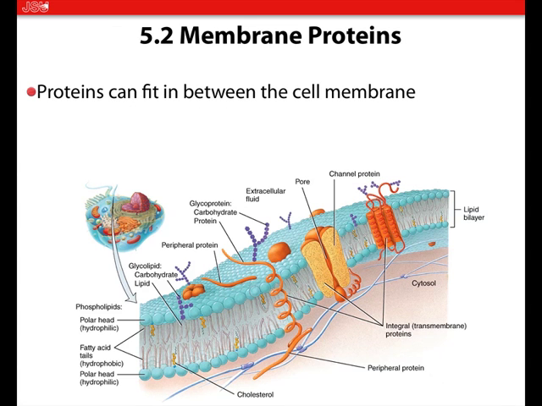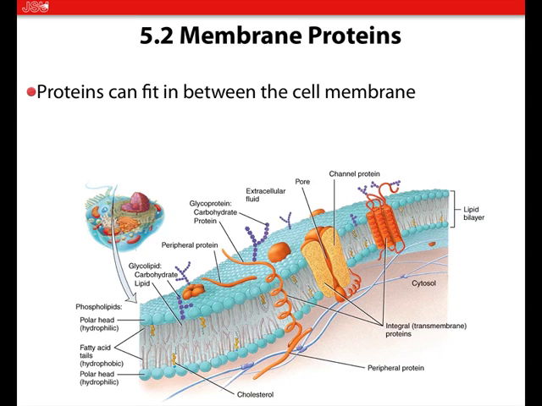Now, proteins can fit between the cell membrane. So when we look at our membrane, if we could look at it, we would see that it was studded with all sorts of proteins. Looking on the picture starting from the right, it says lipid bilayer, and we look over a little bit and we see these orange cylinders. Those are what we call transmembrane proteins. Those fit in between the membrane. Very important. Many of these are receptors, they're channel proteins.